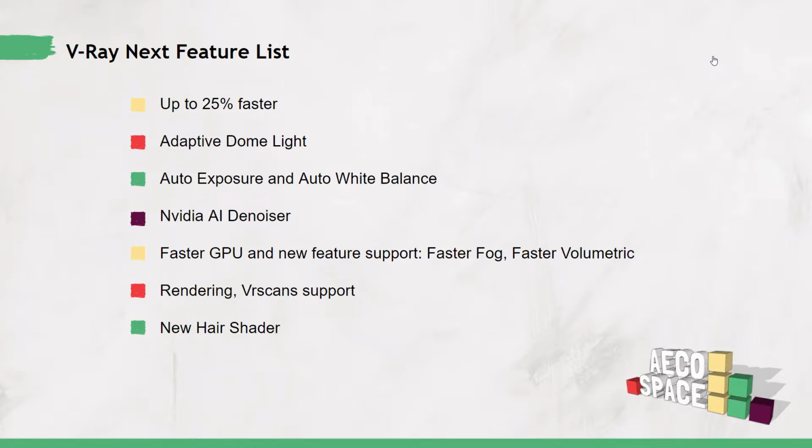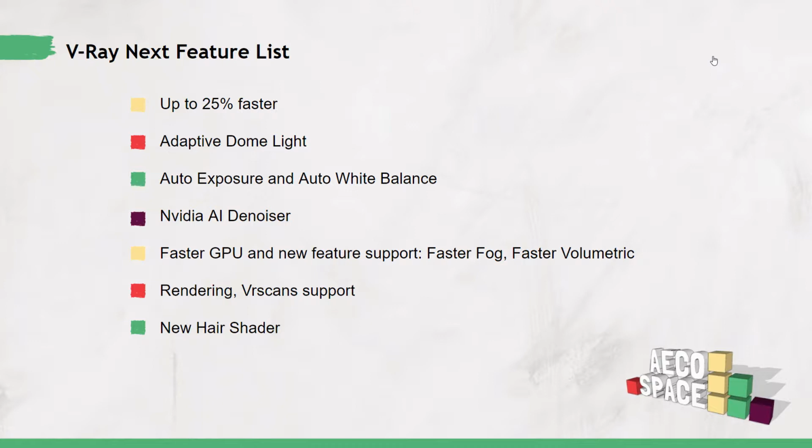Then, if we go more in depth, V-Ray Next as a release was up to 25% faster, had the adaptive dome light and the auto exposure and white balance, which I mentioned. There is also the possibility to use the NVIDIA AI denoiser, another type of denoising, as the name suggests, developed by NVIDIA, but now implemented in V-Ray. And don't be fooled by the name, the NVIDIA AI denoiser works as a post effect also on CPU rendering, so it's not only for GPU.